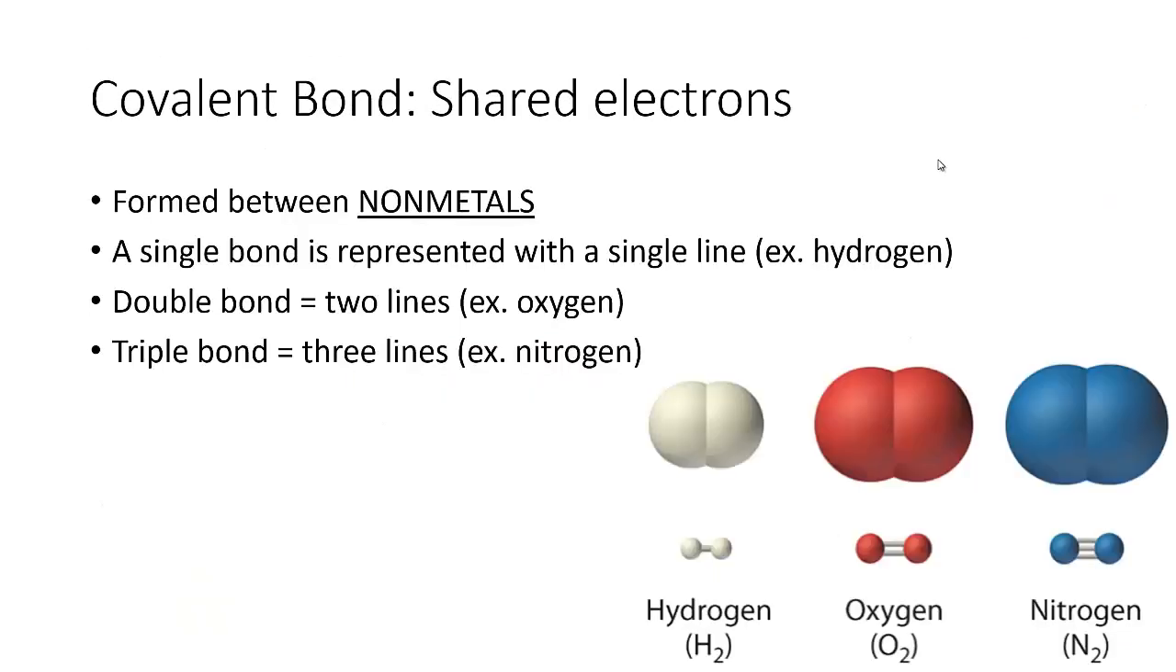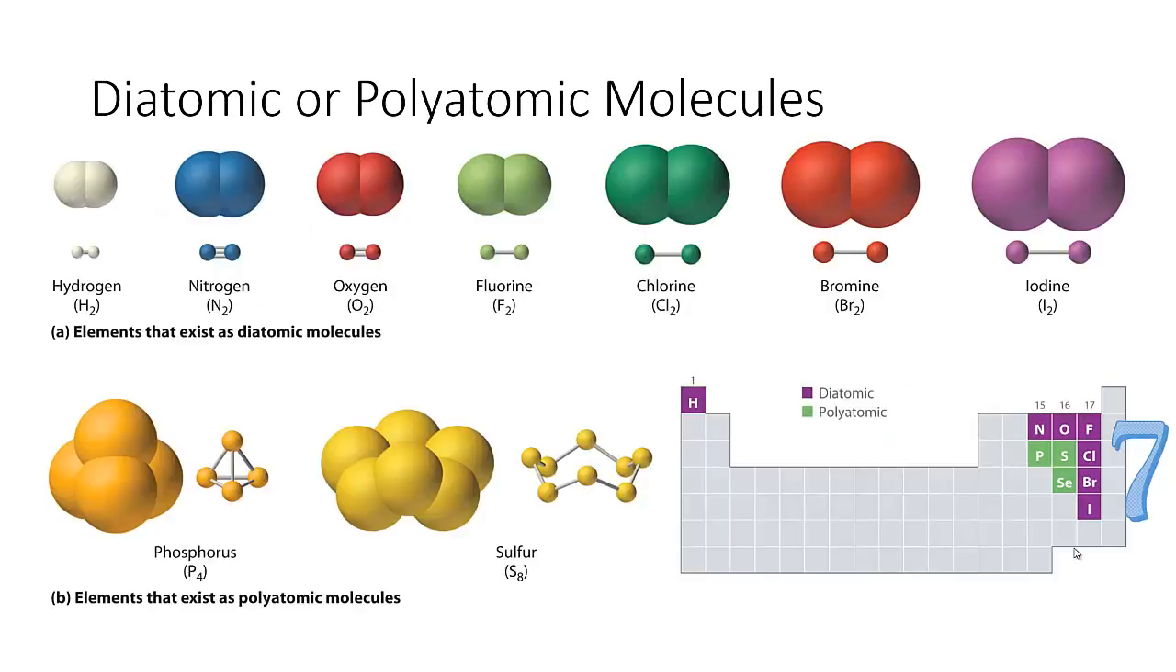You can also have double bonds and triple bonds. So here you see oxygen with 2 lines between it, which means it's a double bond, and you have nitrogen with 3 lines between it, which means it's a triple bond. Now, covalent bonds are only between nonmetals. So if you have a metal in the compound, that means there is an ionic bond present. Covalent bonds need to be with nonmetal to nonmetal.